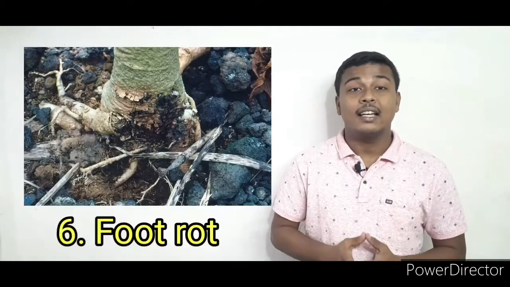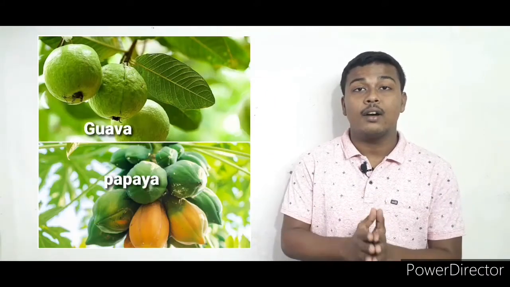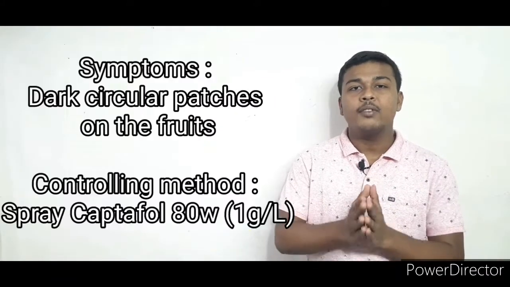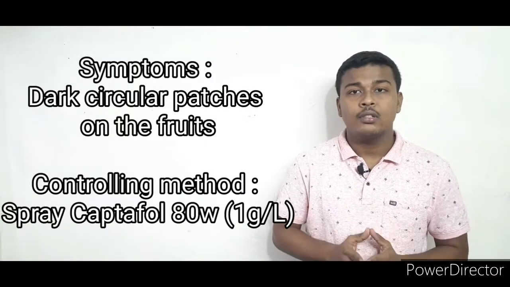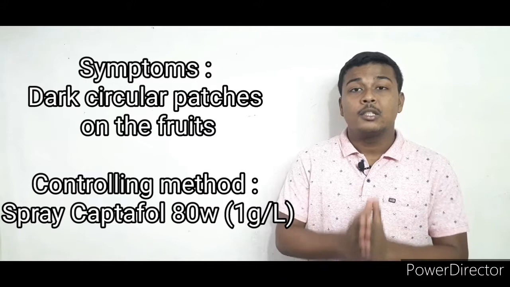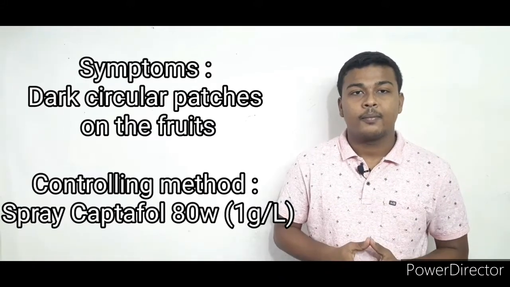The next kind of disease is the foot rot. Fruit crops affected by this kind of disease is guava and papaya. Symptom of this disease are dark circular patches can be seen on the fruits. And to control this, spray Captafol at 1 gram per liter.